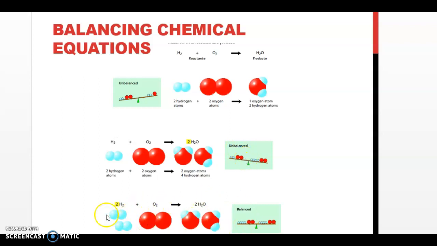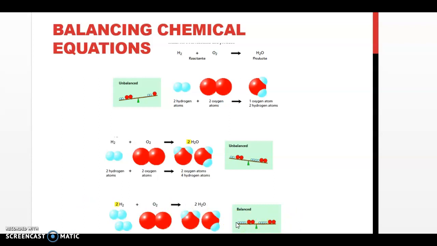Well, this last one here shows how I do that. I put a 2 in front of the H2, which means now I have 4. So 2 molecules of hydrogen plus 1 molecule of oxygen gives me 2 molecules of water. And every single time water is created, that's exactly what happens. 2 molecules of hydrogen, 1 molecule of oxygen, and you get 2 molecules of water. And so now it's balanced. You can see there's the same on both sides, and that's what we need to do.